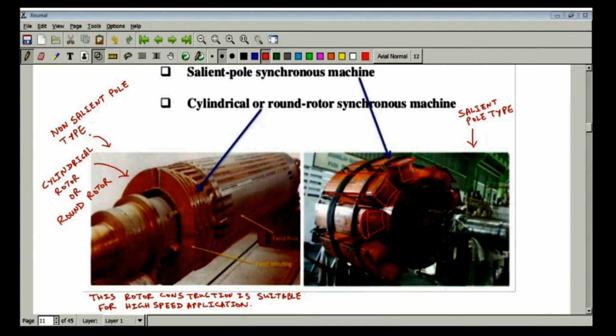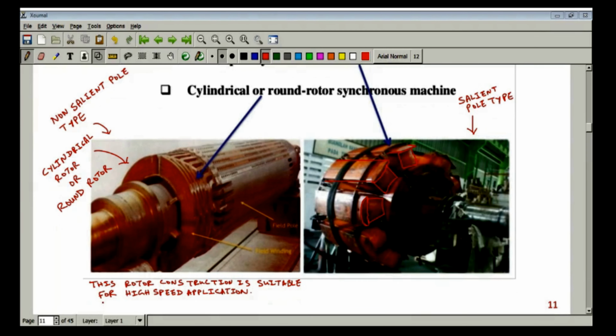As I have shown in the diagram, some people call this to be your non-salient pole type synchronous machine. Some people call it to be cylindrical rotor or round rotor. Now, this cylindrical rotor construction is more suitable for high speed application. So high speed application means it can be used in thermal power station.